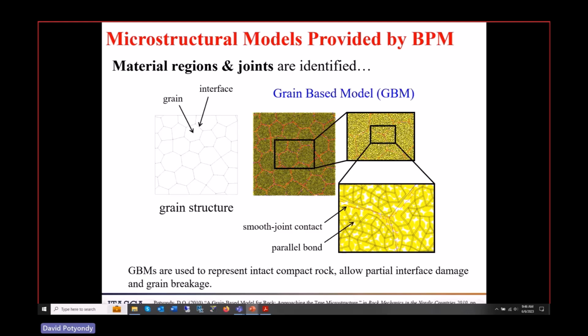So now we can have grain breakage. The grains will break naturally. So there's breakage of the grains and you can control the interface behavior. And the interface behavior can have partial damage. And after the partial damage, it's frictional. Okay. So this is what we define as a grain-based model.